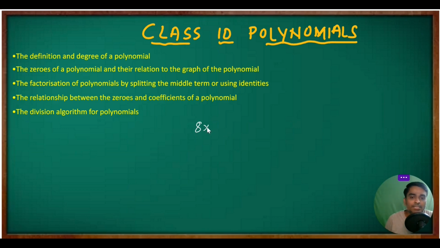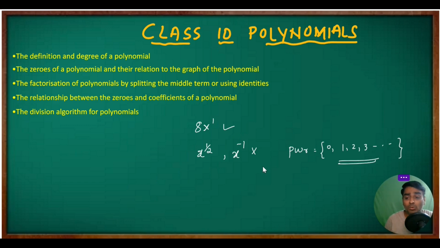If I write 8x, then x is the variable and the power is 1. Yes, this is a polynomial. If you have something like x to the power half, or x to the power minus 1, these are not polynomials, because the power should be only from 0, 1, 2, 3, and so on. I mean to say whole numbers. Other than whole numbers, no number should be there as a power. If that is there, then it is not a polynomial. For example, root x is not a polynomial.